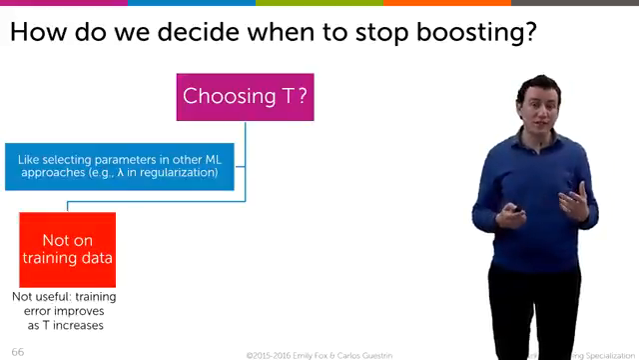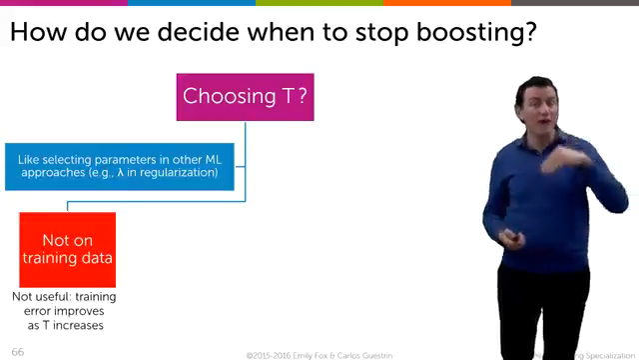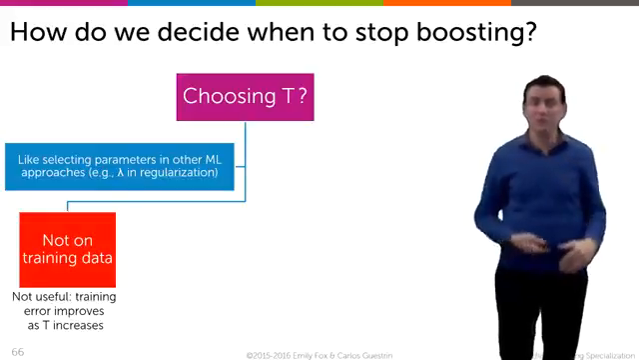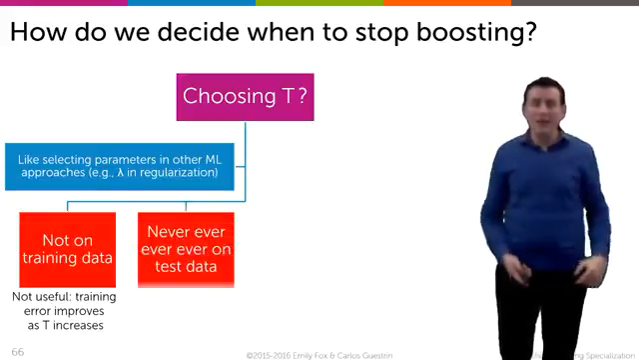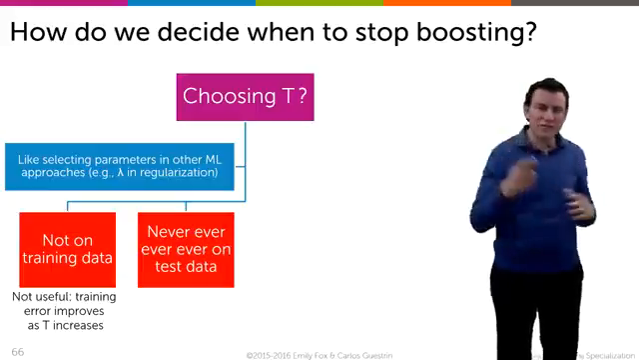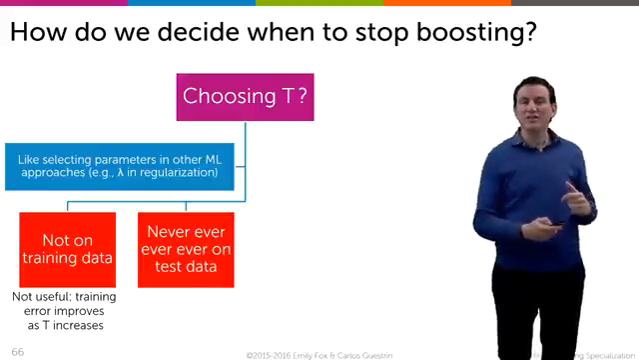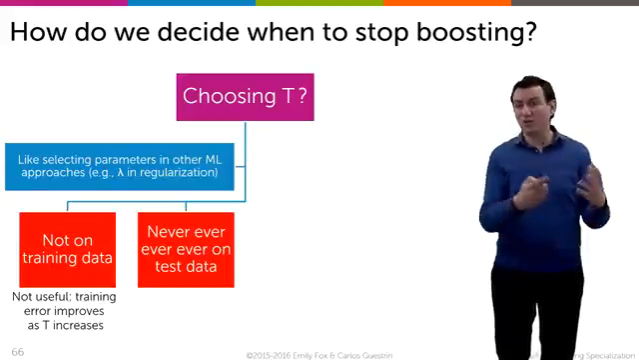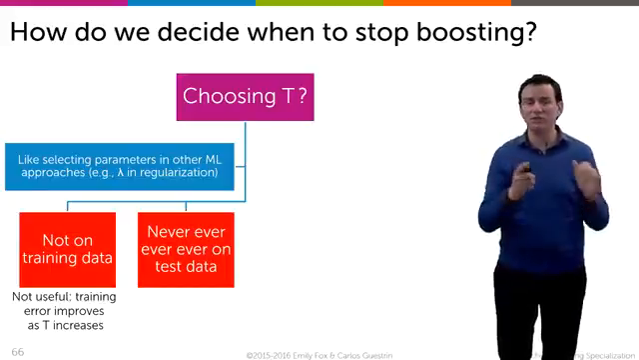We can't use the training data because the training error tends to go down with iterations of boosting. So you would say that T should be infinite, it should be really big. And you should never use the test data. That's bad. I was just showing you illustrative examples, but you should never do that.